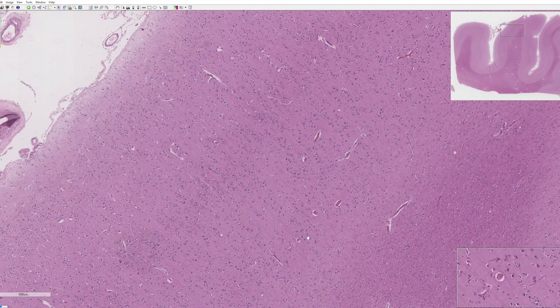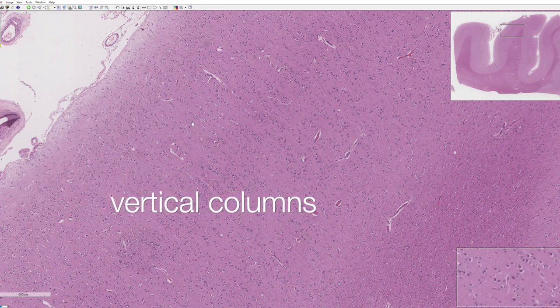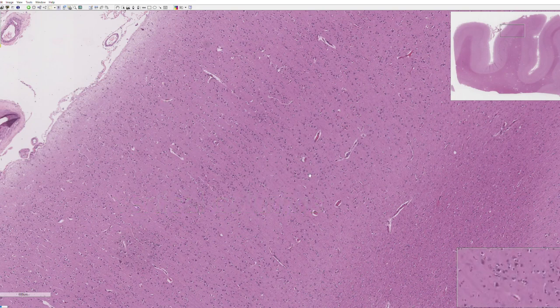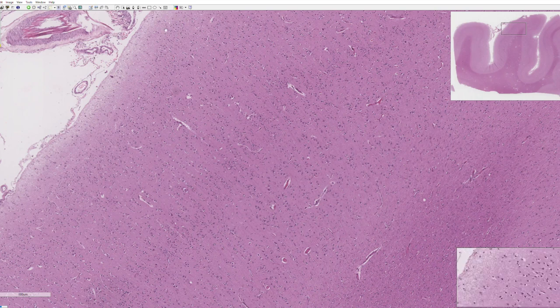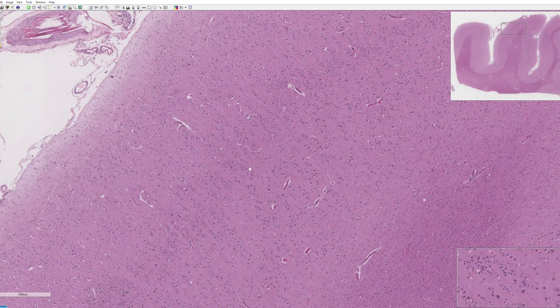First of all, we see these vertical columns that repeat over and over again. And these are the basic fundamental units of how the brain carries out certain functions. And also we see perpendicular organizations. At the very superficial layer, we have a very hypocellular layer. And then we see different patterns and types of neurons as we go deep into the cortex towards the white matter.